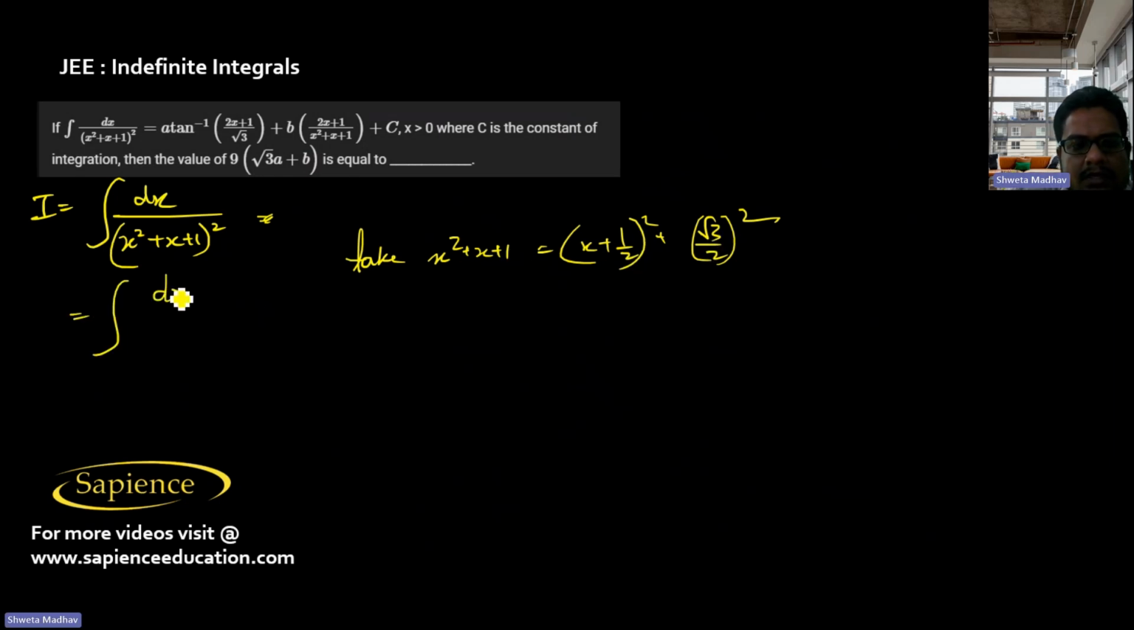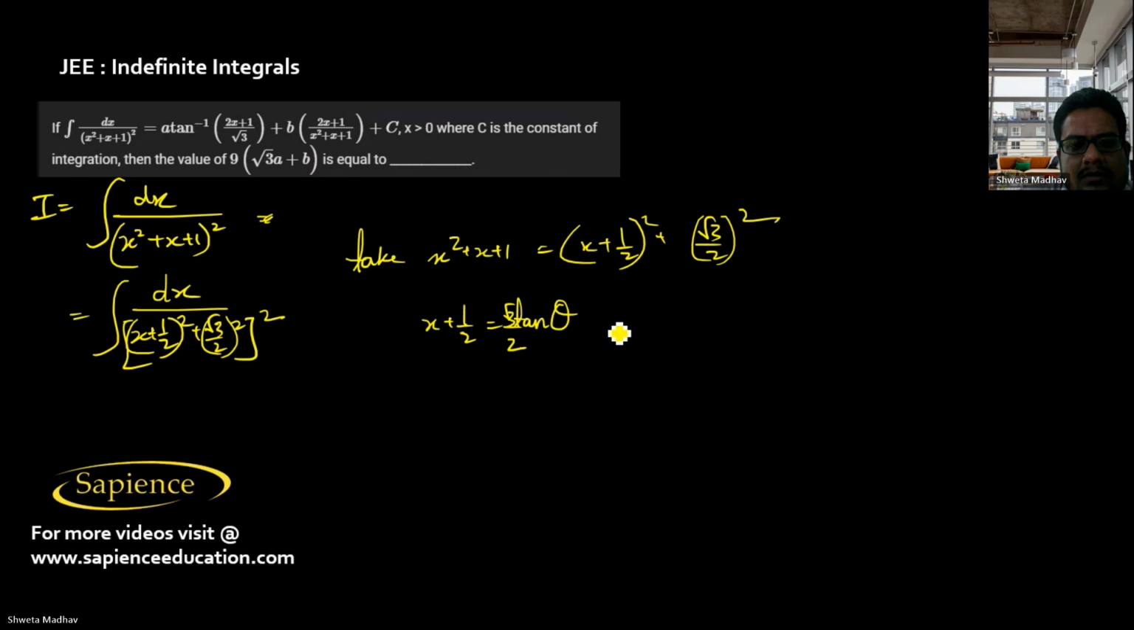So this we can write integral dx by x plus half whole square plus root 3 by 2 whole square. So now if we take x plus half as tan theta, suppose if we take this as root 3 by 2 tan theta, then dx will be equal to root 3 by 2 secant square theta d theta.